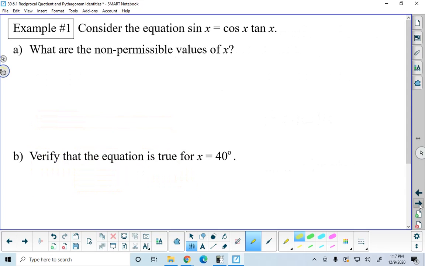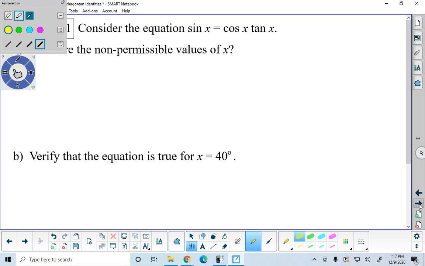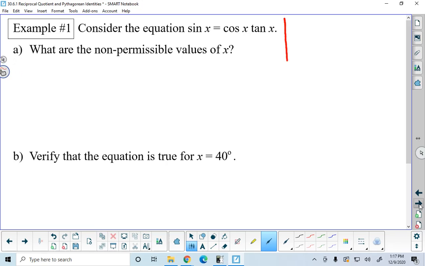Okay, so what about this equation? Sine of x equals cos of x tan of x. What are the non-permissible values for x? I told you at the beginning that non-permissible values happen because you divide by 0. And in order for me to make this a little bit easier for some students, what I'm going to do is rewrite this equation as sine of theta equals cos of theta tan of theta.